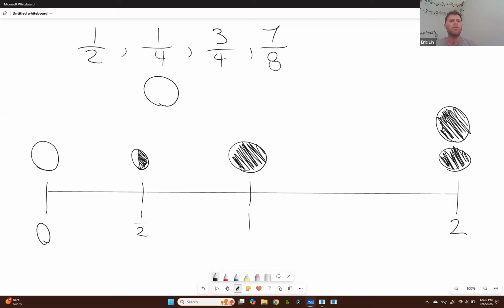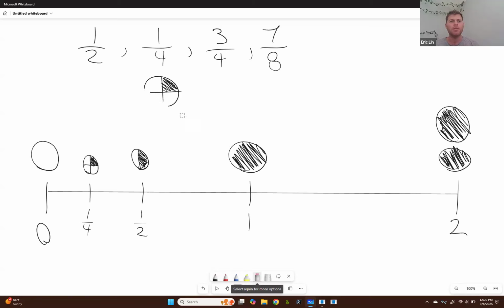If I look at 1/4, I cut it into 4 pieces. I shade only 1 piece. This is definitely less shaded than 1/2 is. So it needs to go to the left of 1/2 to represent that it is smaller than 1/2. All right, so that much is shaded.